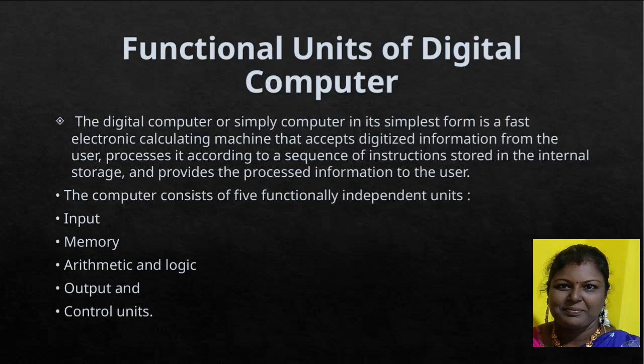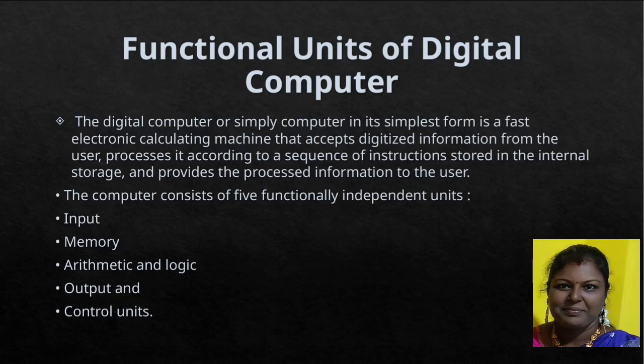Let's start by understanding what a digital computer really is. At its core, it's a fast electronic machine that takes in digitized information. That's data converted into numbers from the user. It then processes this data by following a set of instructions stored inside its memory. Finally, it gives the processed information back to the user.